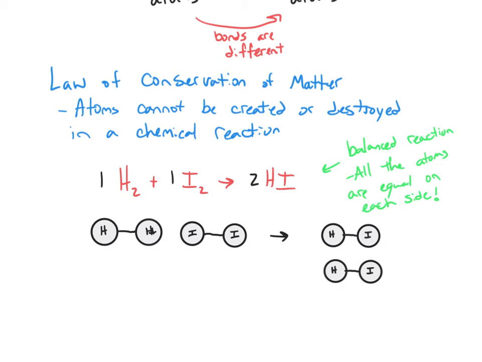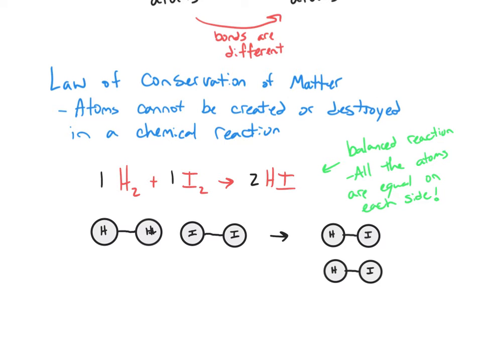I have to have the same numbers on both the left side of the arrow and the right side of the arrow. And in this example, I doubled my product, and as a result, I balanced the reaction with equal amounts of hydrogen and iodine. If you take a close look at the bonds, you see that at first hydrogen was bonded to hydrogen and iodine was bonded to iodine.